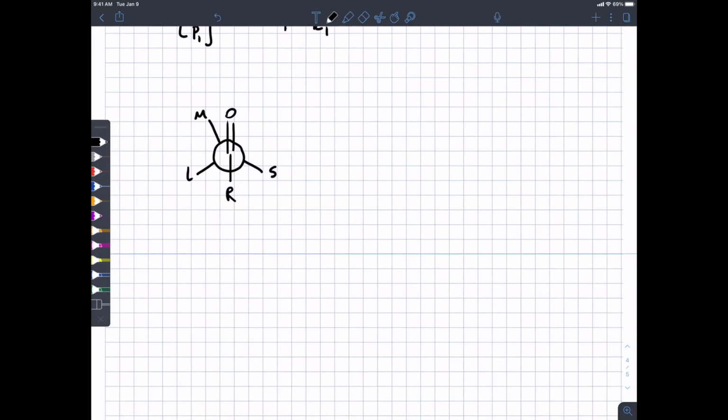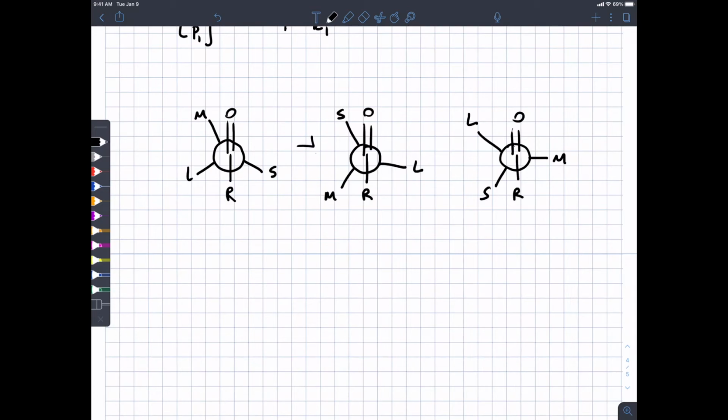So we might show a number of different conformations for this molecule. Maybe one in which small is here and medium is here and large is here. Maybe a third sort of conformation in which medium is here, small is here, and large is here. And there is some equilibrium between these conformations. And this is rotation around a carbon-carbon bond.